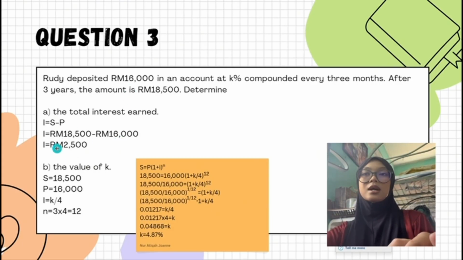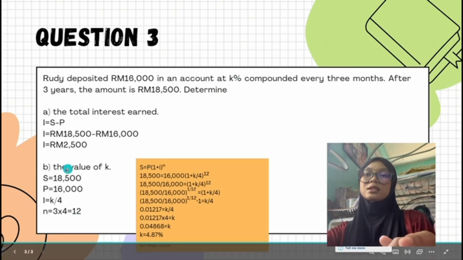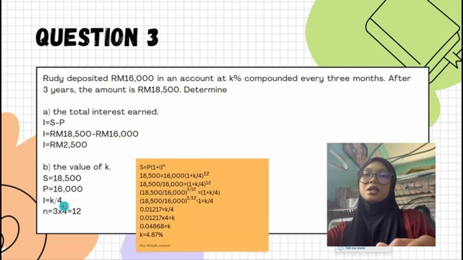So we will get the answer, which is 2,500. And for question B, we will find the value of K. We need to find the value of K, which is the rate. So from the information given, we already have this. And for the N, 3 times 4 equals 12. We will use this formula.